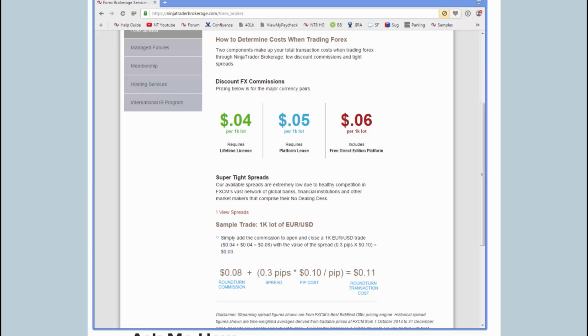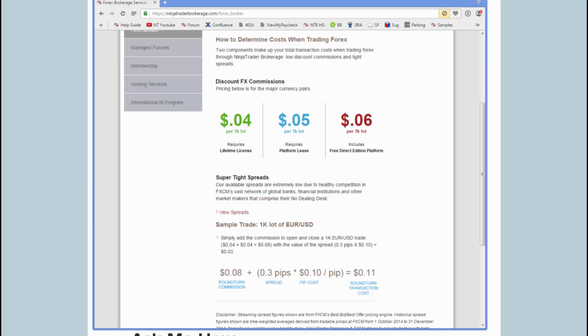Now it's still going to vary a bit. NinjaTrader, as Dave mentioned, has a good way of displaying that. But you know in advance that you're getting the raw interbank spread. So there's no markup, there's no manipulation from the market maker or dealer. And then you're just paying a very transparent commission per side.